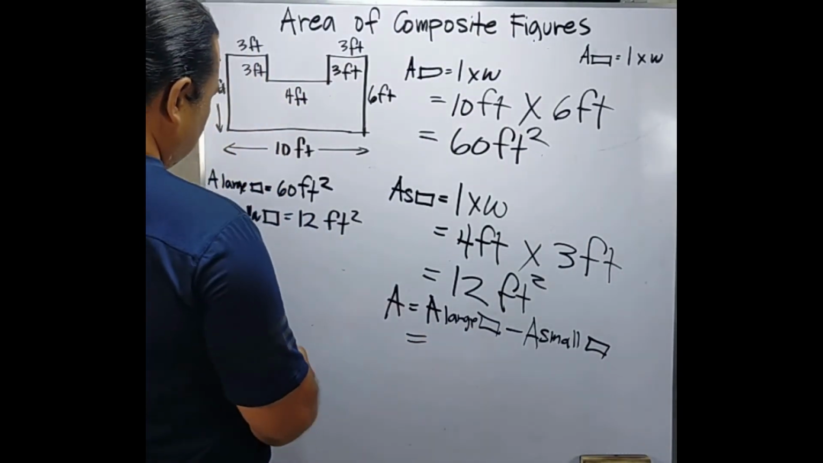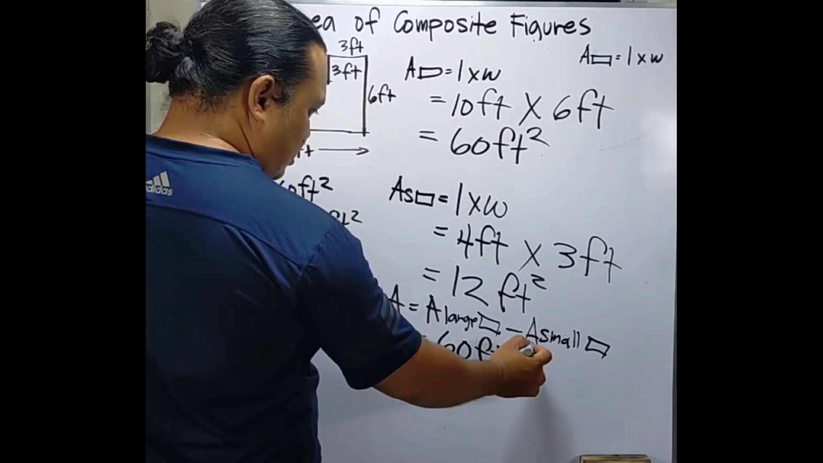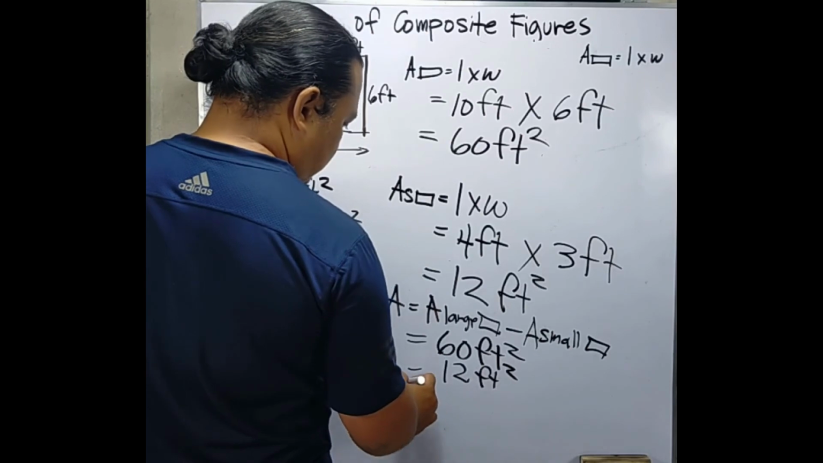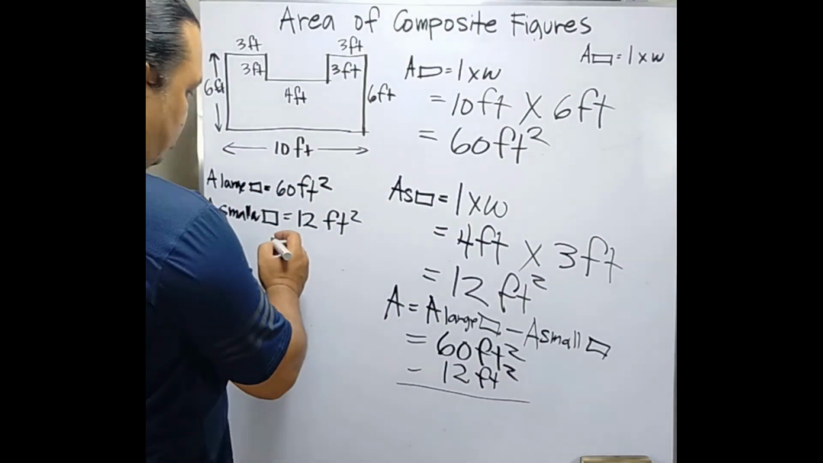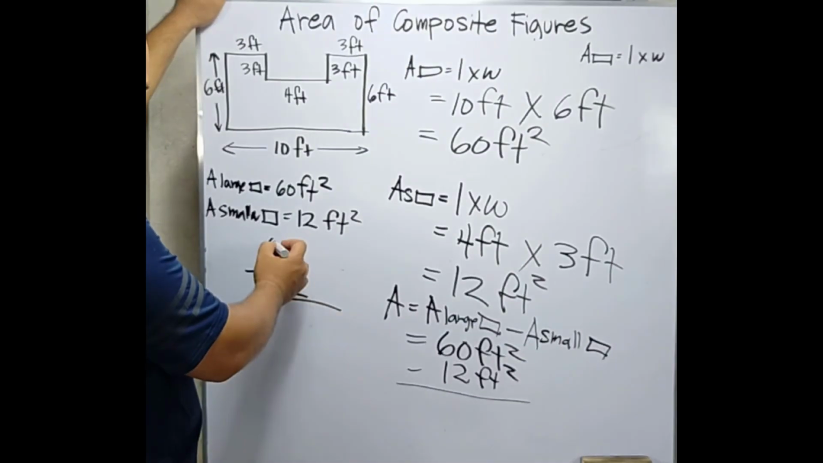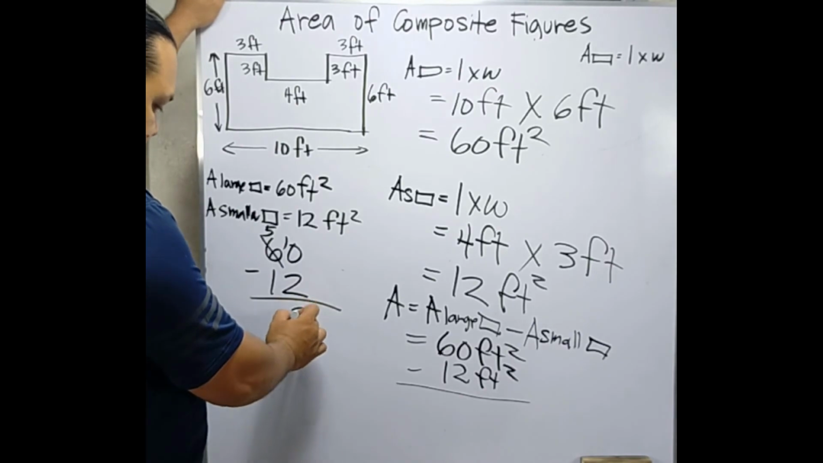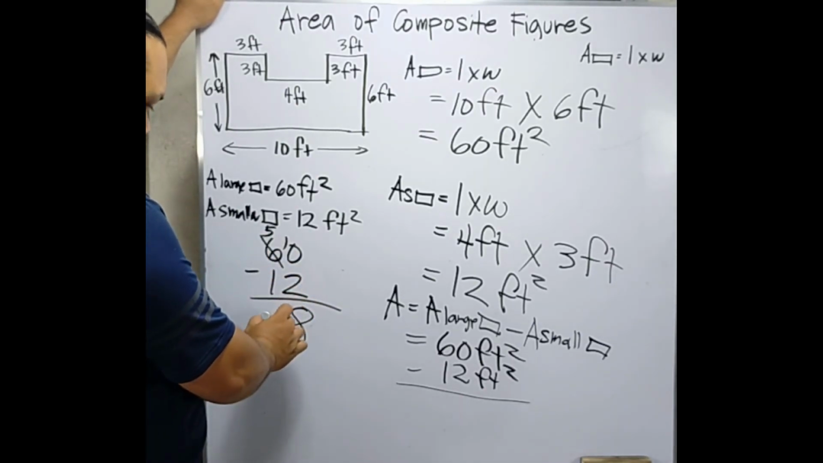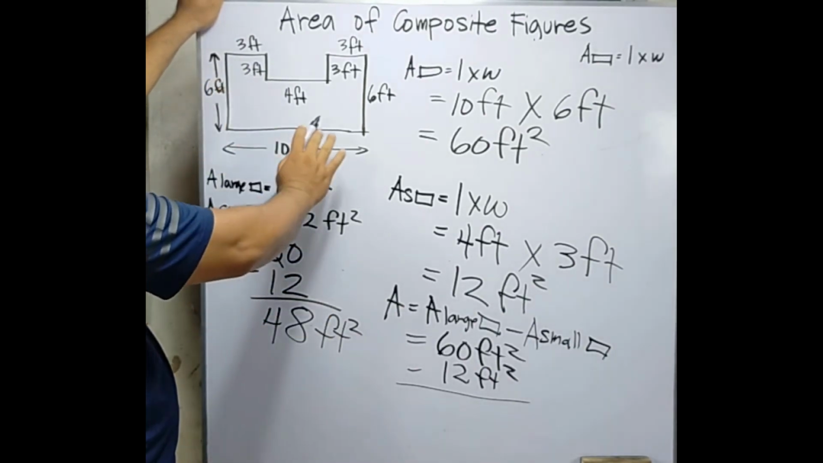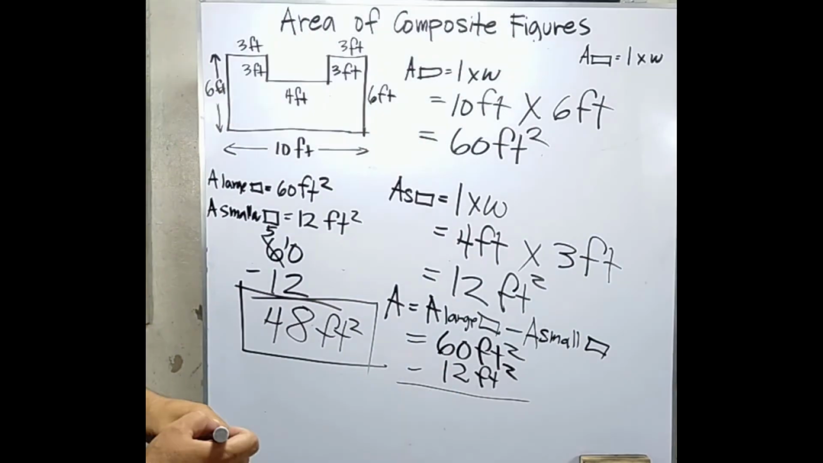Now, what's the area of our large rectangle? That is 60 feet squared, minus the area of our small rectangle, which is 12 feet squared. We're going to subtract that. Now 60 minus 12. 0 minus 2 cannot be done, so 0 must borrow 1 from 6. So 6 will become 5, 0 will become 10. So we can subtract now. 10 minus 2, that's 8. And 5 minus 1, that's 4. So we have 48 square feet. So the total area here is 48 feet squared.